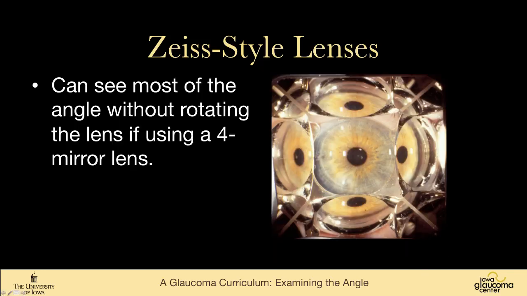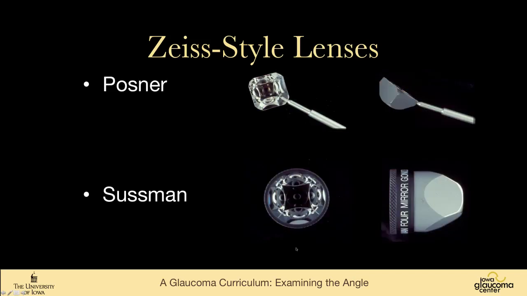So with the Zeiss style lens, one can see all 4 mirrors point to the angle. You can see almost all the angle without moving the lens at all. And if you just rotate it a few degrees, one can see where these junctions are between the mirrors. The 2 main styles are Posner style lens, which has a handle. That's what I use mostly. Or the Sussman style lens, which doesn't have a handle. And so the Sussman lens is great for people with very long arms.